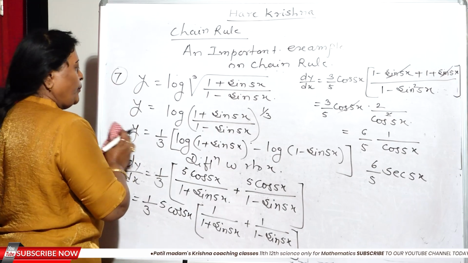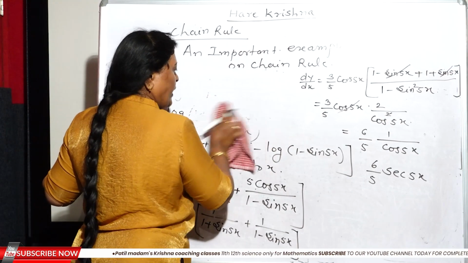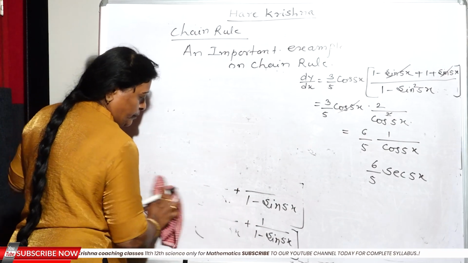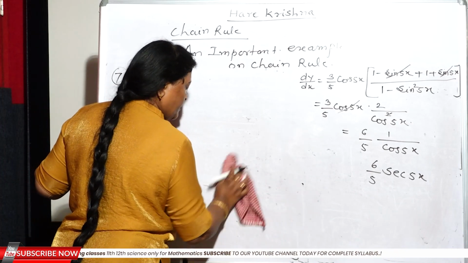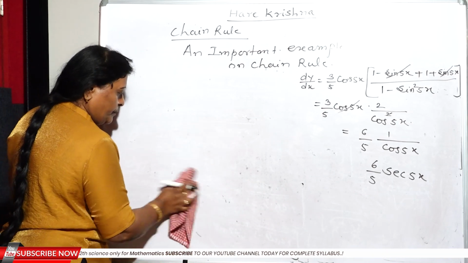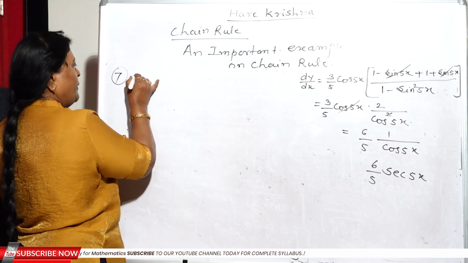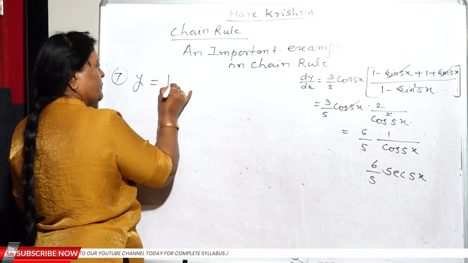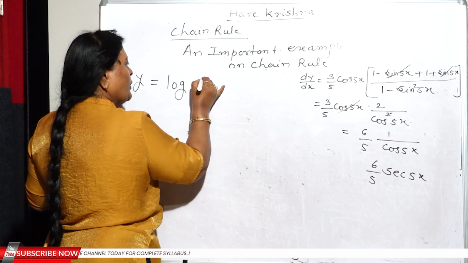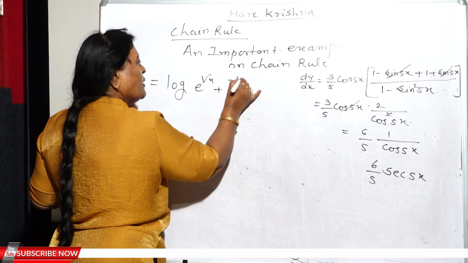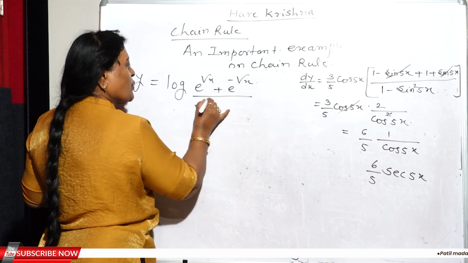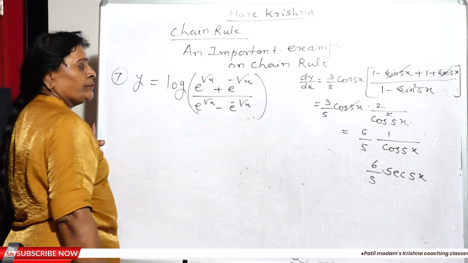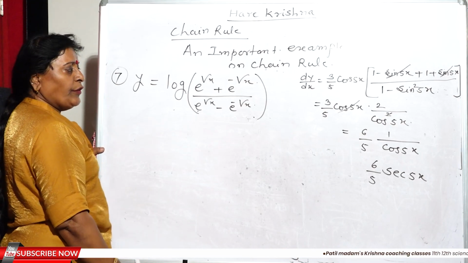7th example. Here again y is equal to log of e to the power root x plus e to the power minus root x, divided by e raised to root x minus e raised to minus root x, right? Now again see how you will do this.